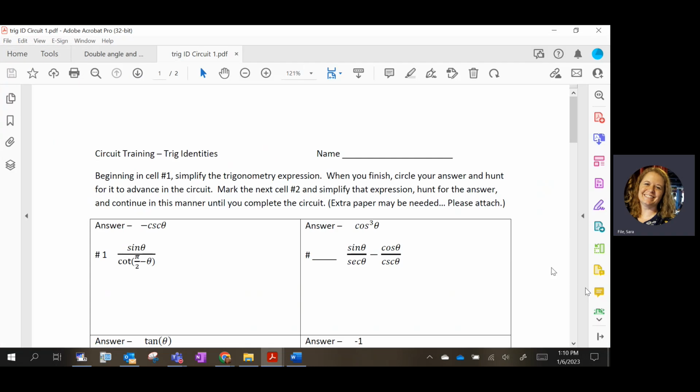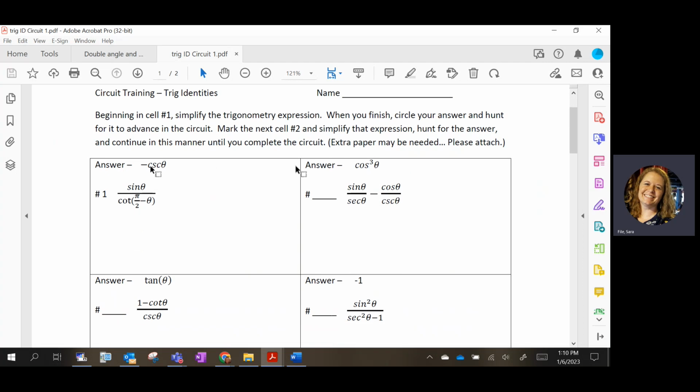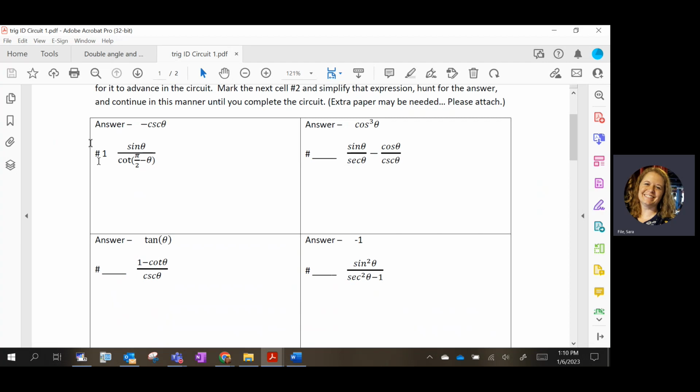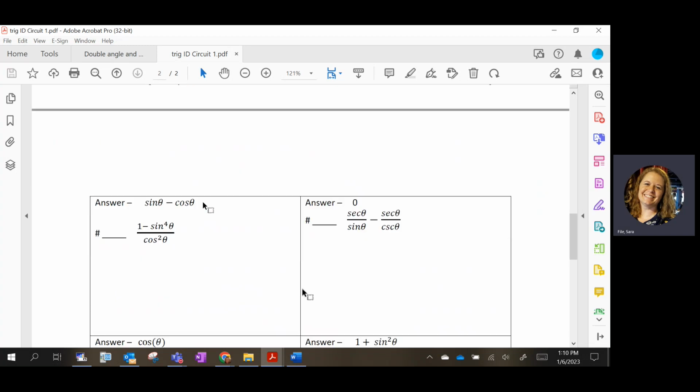So there are the problems listed, and then above each problem in the square, there's an answer. That is not the answer to this problem. It's an answer to one of the problems on the page somewhere. So notice none of them are numbered except for number 1. So you work this problem, you get an answer, and then you find that answer somewhere on the page. Okay, so let's pretend this was the answer. Then I would do this one next. This becomes number 2. And I work that and I get an answer. And then I find that answer and that problem becomes number 3. Does that make sense?